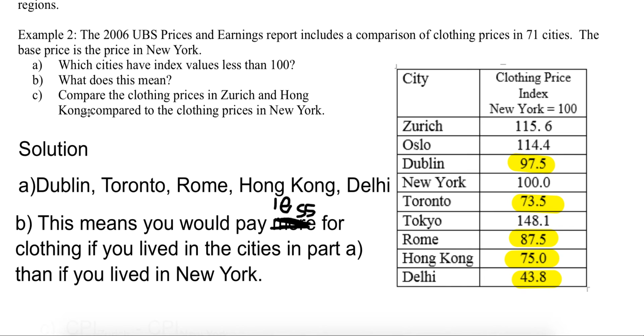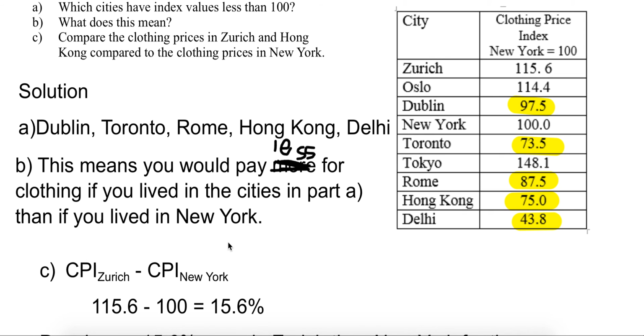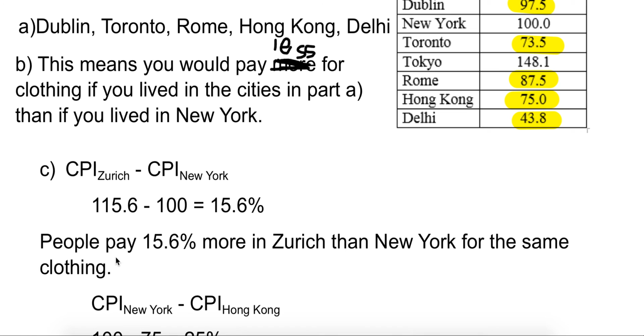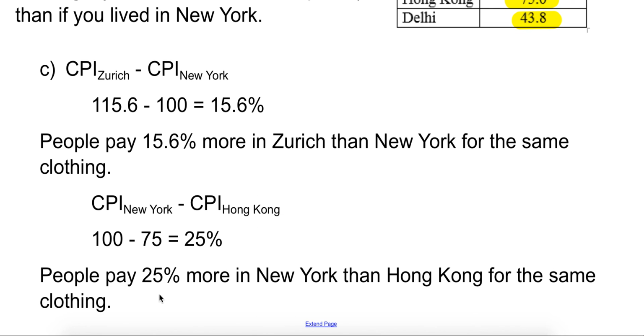Compare the clothing prices from Zurich and Hong Kong to the clothing prices in New York. All we have to do for this is actually not too hard. We look at the CPI for Zurich minus that 100%. So it's 15.6. This means that people pay 15.6% more in Zurich than they do in New York. Likewise, and I'm always putting the bigger number first, the CPI for New York and the CPI for Hong Kong, 100 minus 75. So people pay 25% more in New York than in Hong Kong for the same clothing.